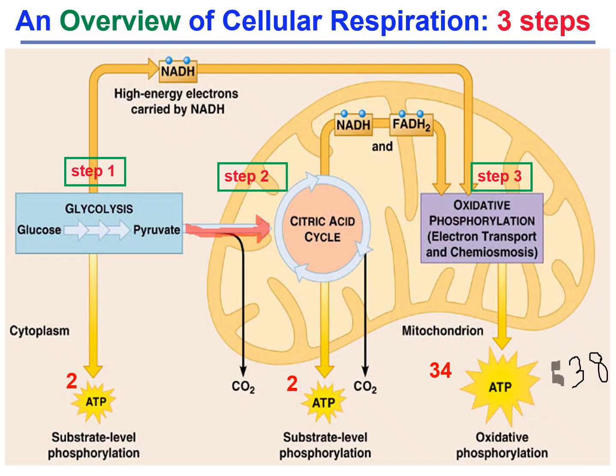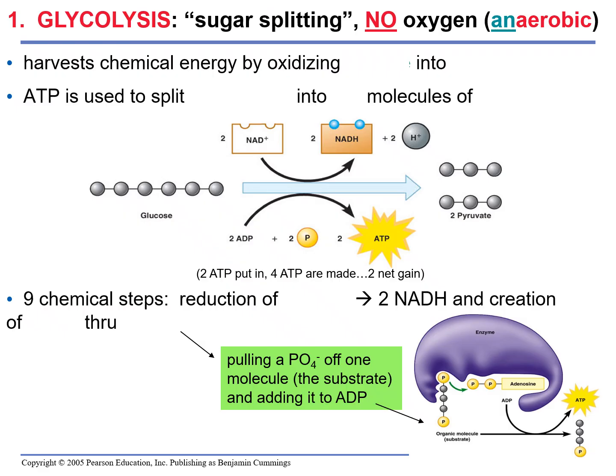So in this image, we see the NADH electron carriers. FADH is also an electron carrier. Now let's look at the first phase of glycolysis in detail. So glycolysis is basically sugar splitting. You do not need oxygen. This is the only step of cellular respiration which is anaerobic, which means it does not need oxygen.